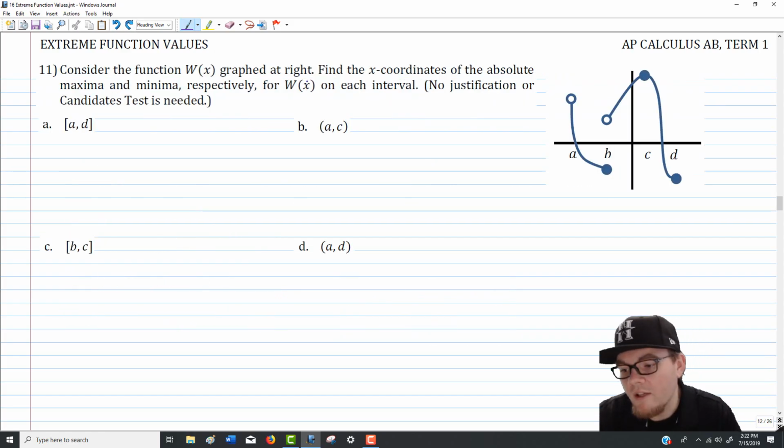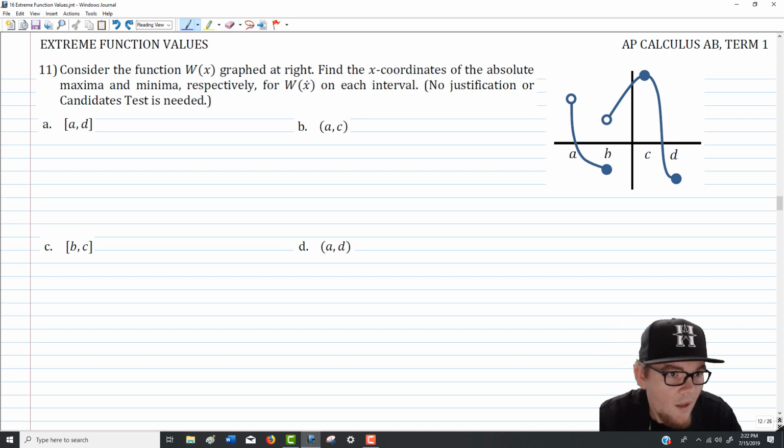Okay, next, that brings us to 11. Gosh darn it, I'm ready to be done. So in question number 11, it says, consider the function w of x graphed at right. And that's quite a function. It says, find the x-coordinates of the absolute maxima and absolute minima, respectively, for w of x on each interval, with no justification or candidates test needed.